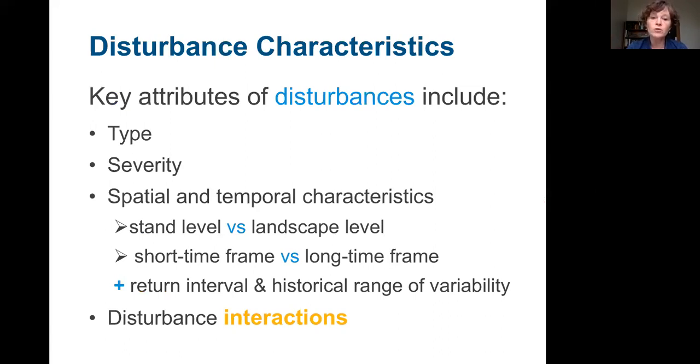And then for the temporal characteristics, this is really time. It's a disturbance operating over a very short time frame, so probably one winter storm that blew the tree over on your property, versus a longer time frame. Bark beetle outbreaks tend to be multiple years of mortality. Then you have the return interval and the historic range of variability, and I'll get into that a little bit more further down the road. Of course, you also have disturbance interactions, and I'll talk a little bit about what I mean there as well.